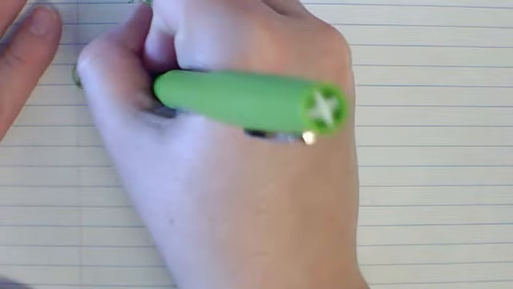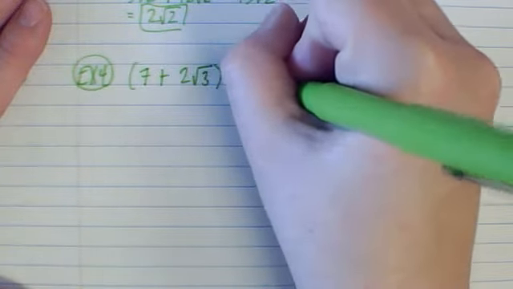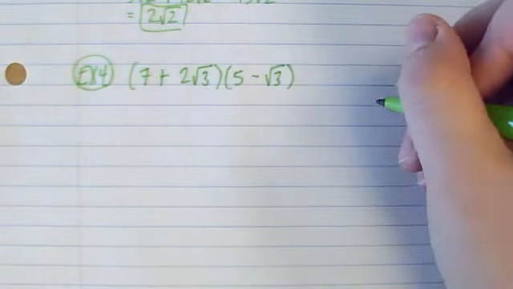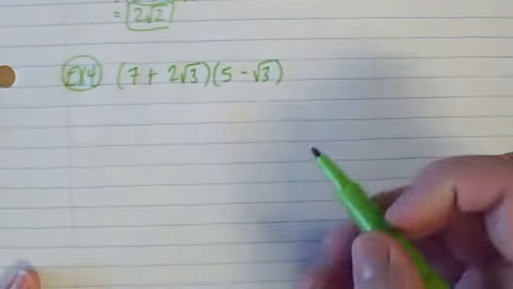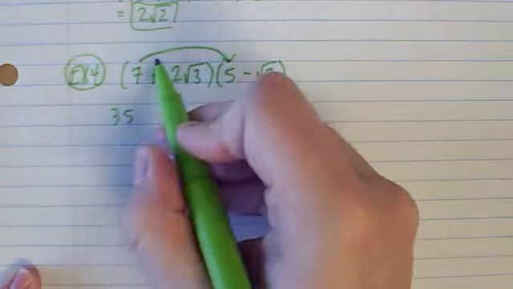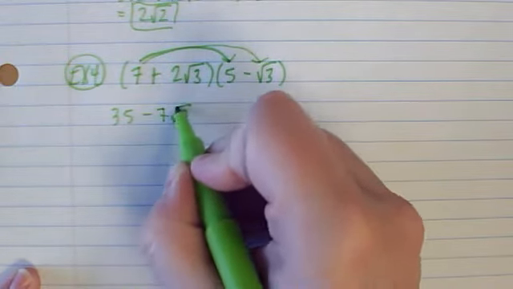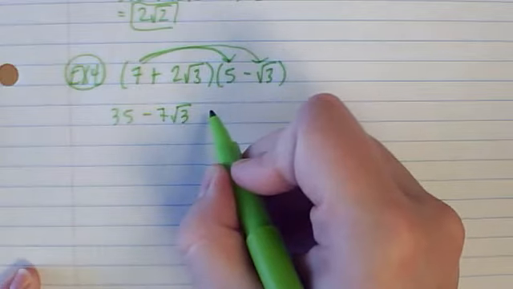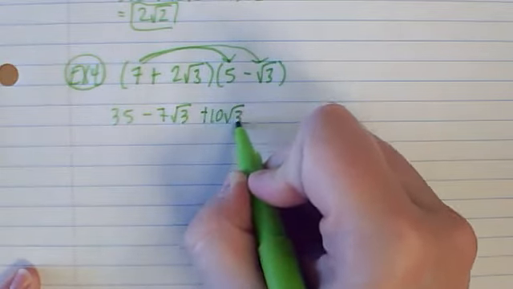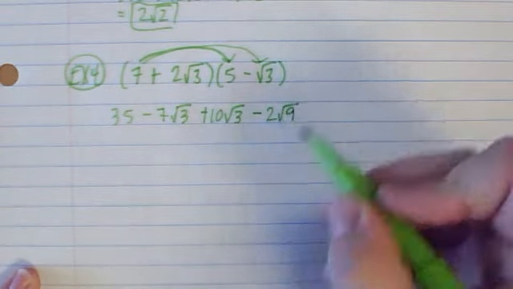Example 4, we're going to multiply 7 plus 2 square root of 3 times 5 minus square root of 3. In this case, we'll FOIL or use distribution, same thing. 7 times 5 is 35. 7 times negative square root of 3 is negative 7 square root of 3. 2 square root of 3 times 5 is 10 square root of 3. 2 square root of 3 times negative square root of 3 is negative 2 square root of 9.